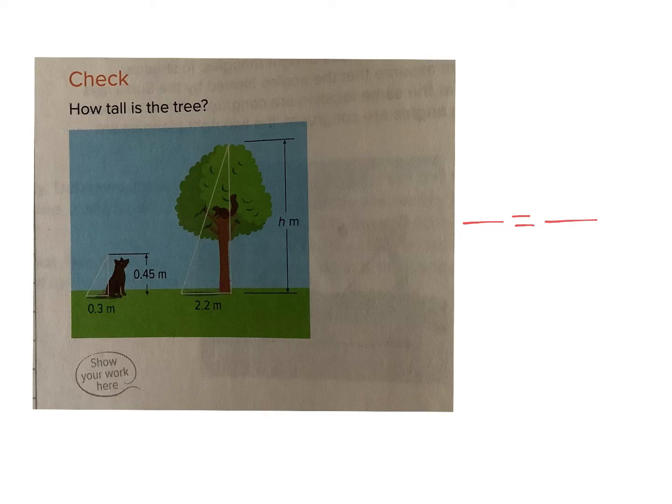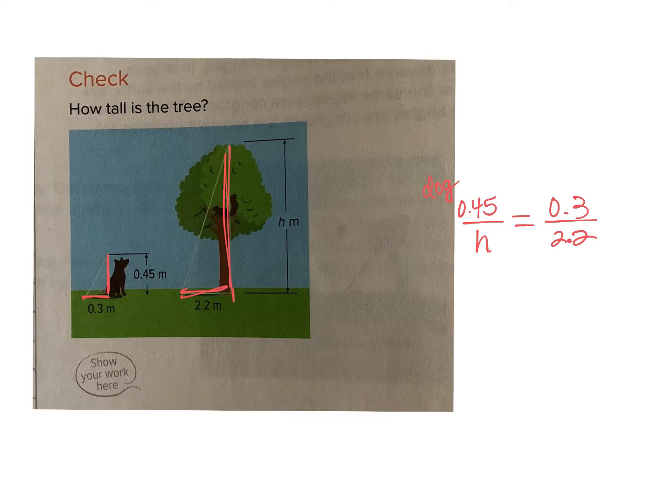So I'm going to work with this dog. The dog is 0.45 meters tall. I like to say, hey, that corresponds with the tree height of h. And then I go, okay, the dog's shadow is 0.3. Notice how I started with the dog in both of them. And then the tree shadow is 2.2.